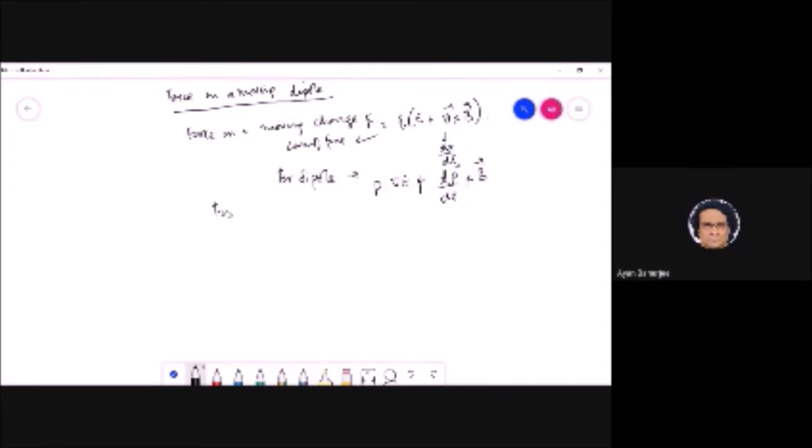And for macroscopic polarization, I should maybe put this as small p. What we typically have for this force is P dot del E plus dp/dt cross B.